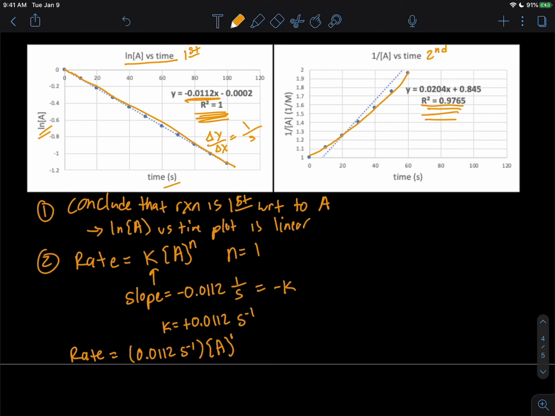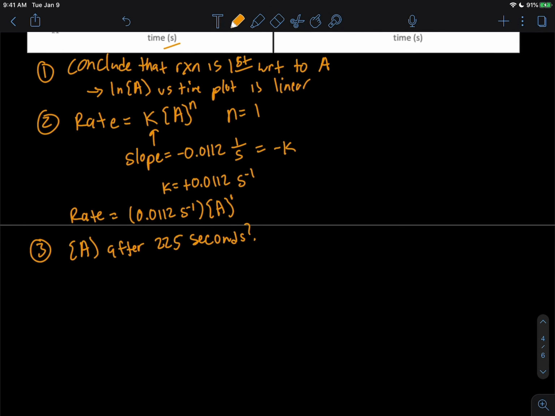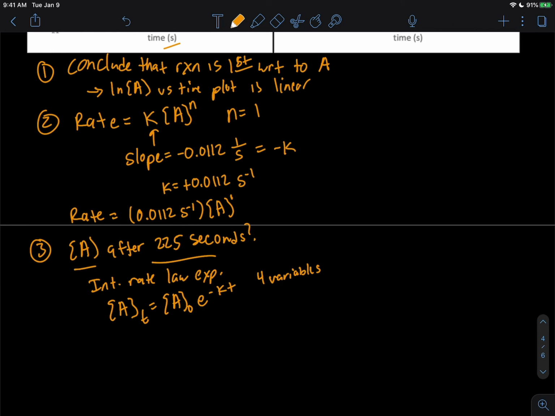Now, finally, what we want to do is answer the question, what is the concentration of A after 225 seconds? Again, we're looking at the concentration of a reactant versus time. So we want to use our integrated rate law expression. Reminding us we have two forms for a first order reaction, I'm going to use the other one. The concentration of A at some time equals the concentration of A initially times e to the negative kt. There are 4 variables here, and we have to know 3 out of the 4 to find the other one.